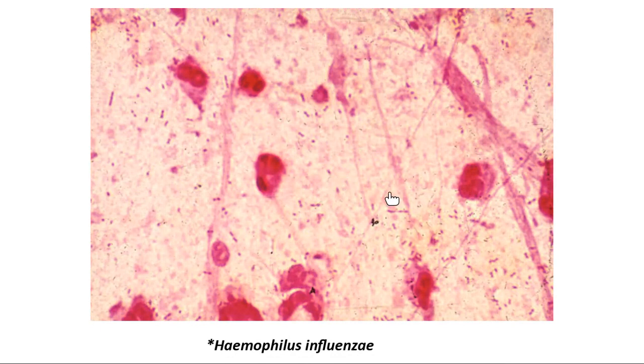After this, if you grow the bacteria and then perform different tests, you can confirm on the basis of your preliminary diagnosis. We perform the culture and after culture some biochemical tests, as a result of which we find that these gram negative small pleomorphic rods are Haemophilus influenzae. Clear?